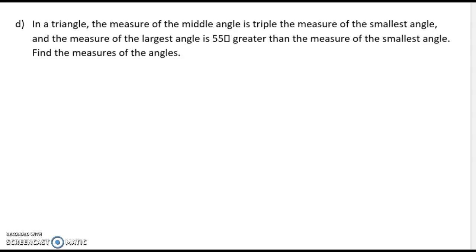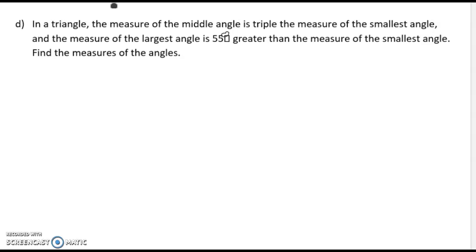Okay, last question in the note today. So in a triangle, the measure of the middle angle is triple the measure of the smallest angle. And the measure of the largest angle is 55. This is just a little typo. This should be degrees. Okay, greater than the measure of the smallest angle. Find the measures of the angles.